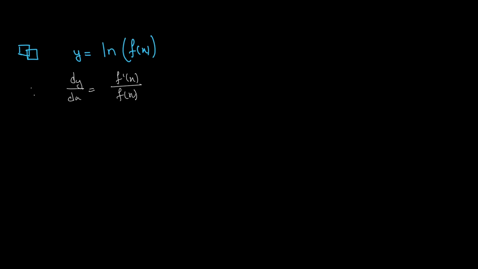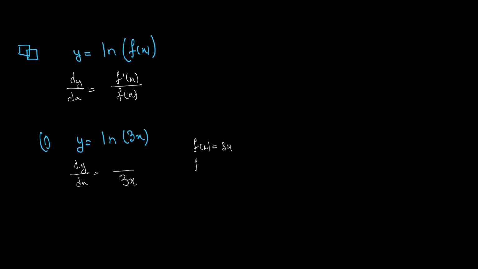Now let's look at our first example. We have y equals ln 3x. We are asked to differentiate this expression with respect to x. So this is our bracket. Within our bracket we have 3x. So our first step is to copy 3x on the denominator. Now this is our function f(x), so f(x) is equal to 3x.